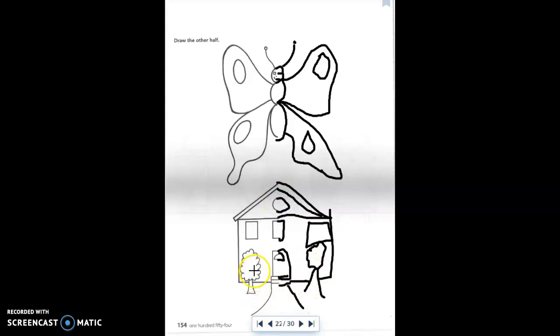Now, does this side match this side? Well, you might say, sorry, Mrs. Plowman, that is a hot mess. But did I try my best? Yes, I tried my best. So that's all I want you to do, is I want you to try and draw the other half the best you can. Does it need to be perfect? Absolutely not. You just do your best.